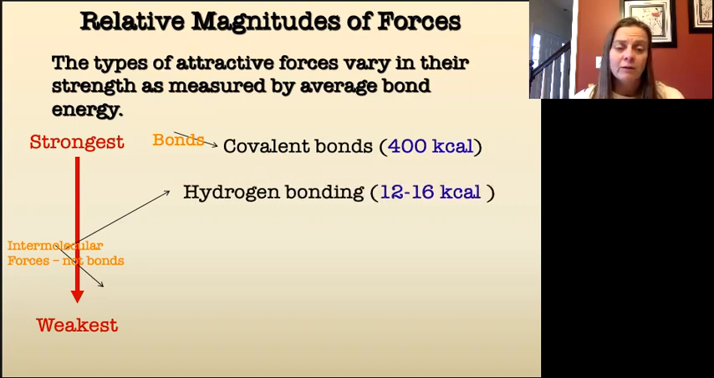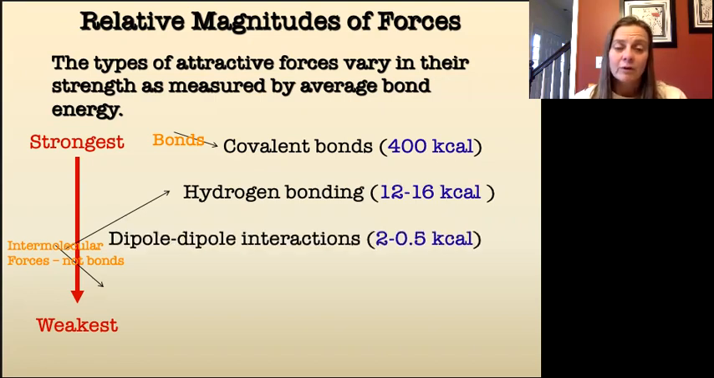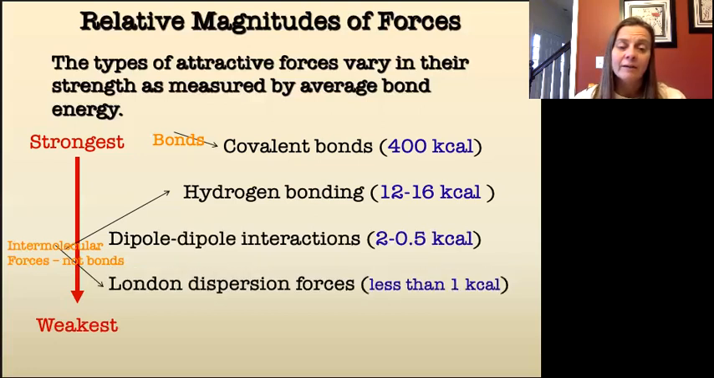So the strongest of the intermolecular forces is hydrogen bonding. Again, not a bond, an intermolecular force. Much weaker at 12 to 16 kilocalories of energy to break hydrogen bonding. The next strongest is dipole-dipole interactions, which are again significantly weaker, half a kilocalorie to 2 kilocalories of energy to break. And then finally, London dispersion forces, which generally speaking require less than 1 kilocalorie of energy to break.